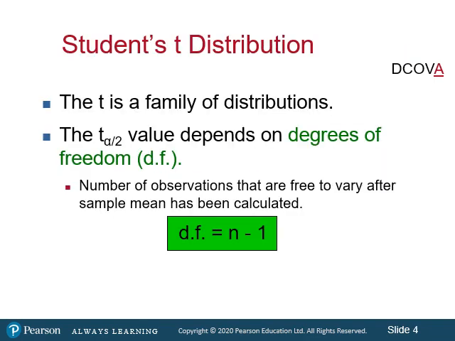Okay, the student's T distribution is a family of distributions where the t alpha divided by 2 value depends on degrees of freedom, which is called the DF. So the degrees of freedom is calculated by the sample size n minus 1. Why is that so? We will look at the next slides.